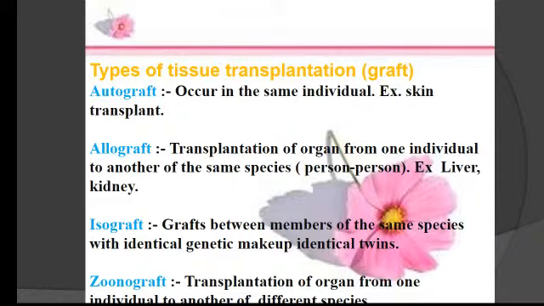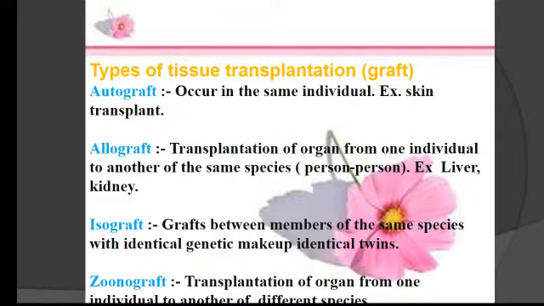Okay, does it work? Now, types of tissue transplant grafts: autograft, allograft, isograft, and xenograft. First one is autograft, which occurs in the same individual. Example, skin transplant. Allograft is the transfer of an organ from one individual to another of the same species, person to person. Example, liver and kidney. Most people do the allograft when transplanting kidneys, lungs, liver and other organs of the body from one human to another.